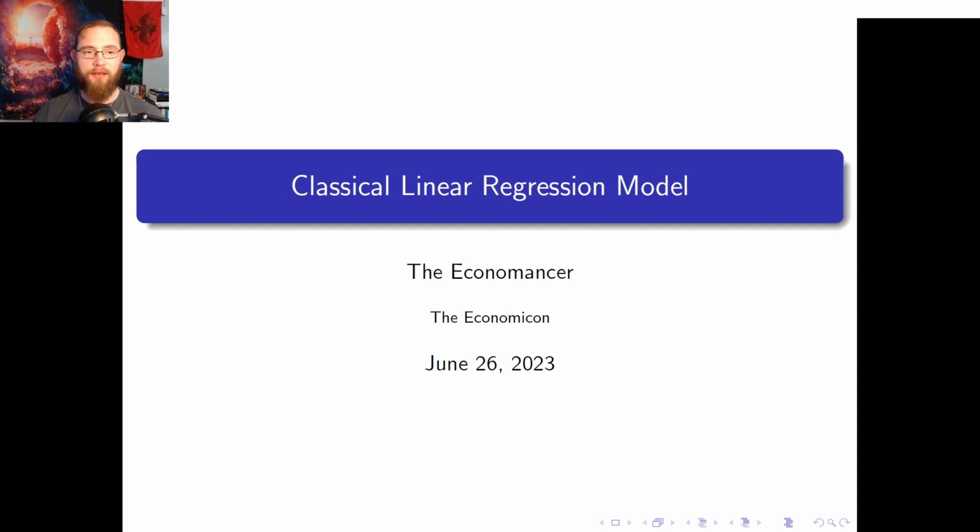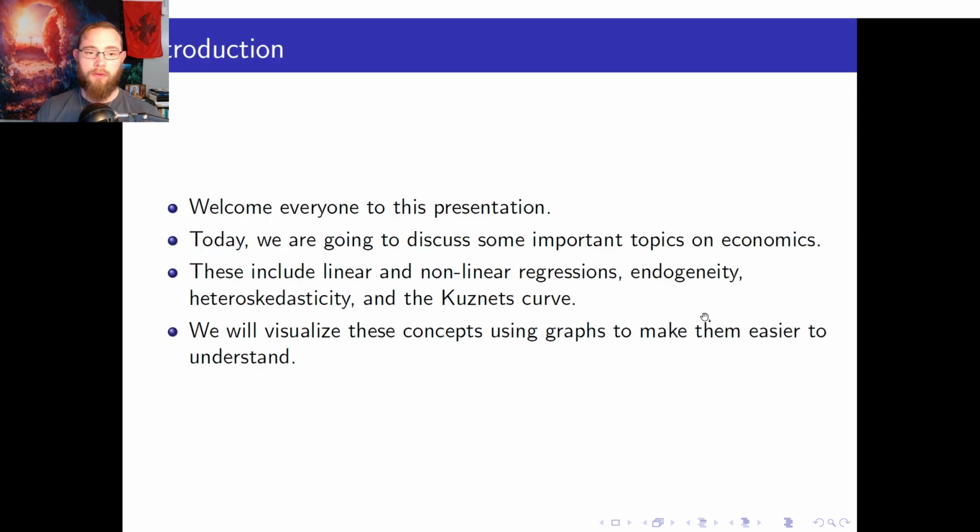We're going back to the 6th edition of Peter Kennedy's A Guide to Econometrics. This is very important. What this is going to be going over is the classical linear regression model, and most importantly, those assumptions that are associated with the classical linear model.